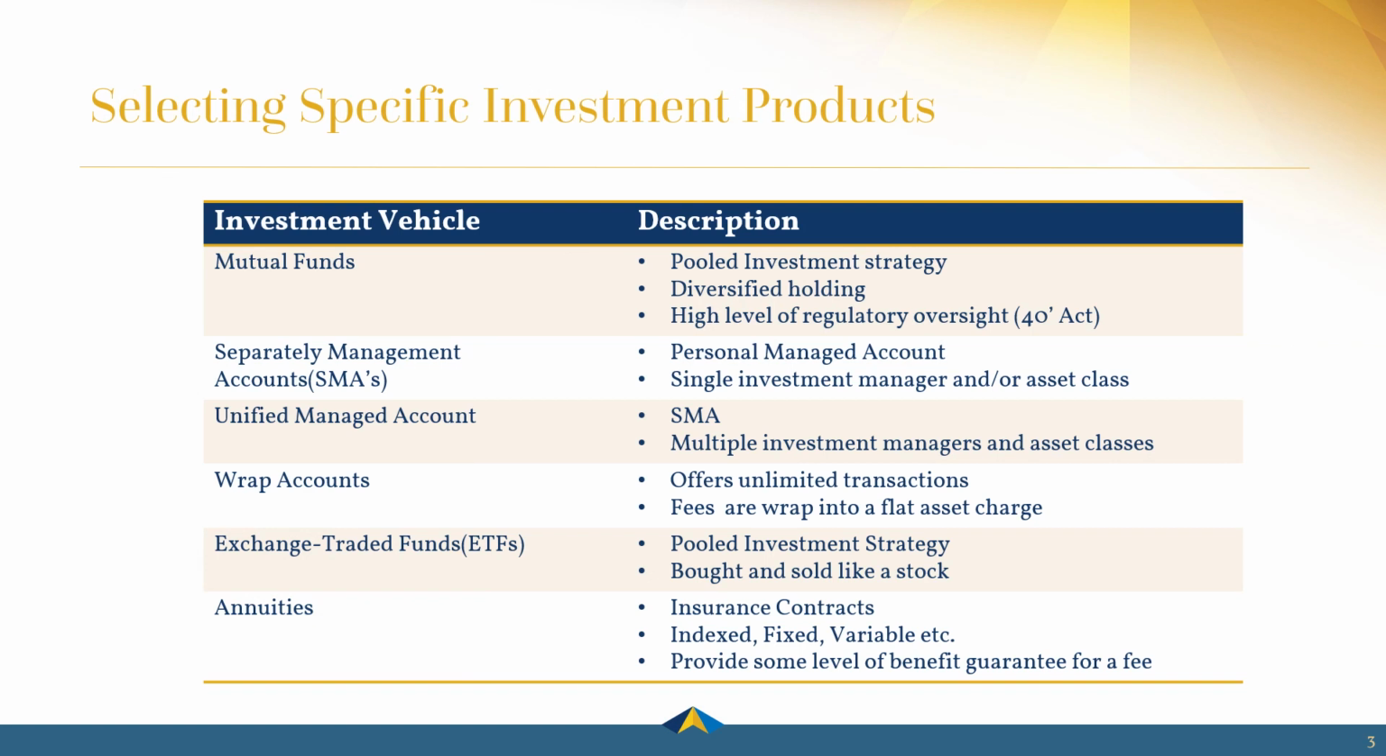As you would expect, there are a number of investment vehicles in which to invest your hard-earned dollars. Investments may be packaged or categorized into many different types of vehicles. Here are a few examples of common investment products available in the retail market today. The first that we'll touch on are mutual funds. Mutual funds are pooled investment vehicles, a pooled investment strategy, with diversified holdings that offer a high level of regulatory oversight. They are designed as baskets of securities that you may invest dollars in to achieve a certain asset allocation.